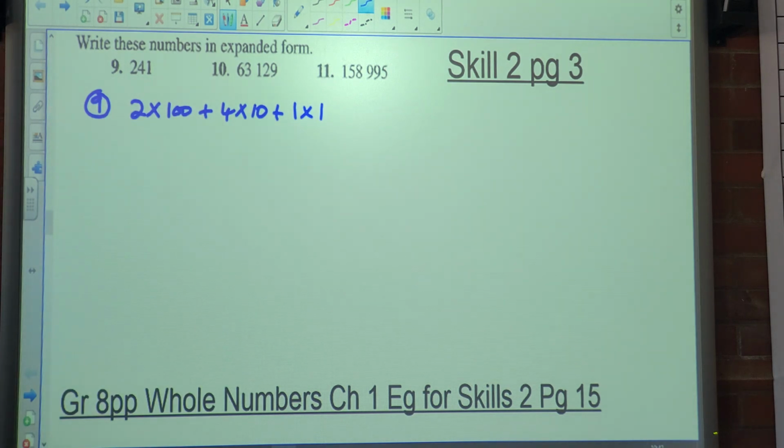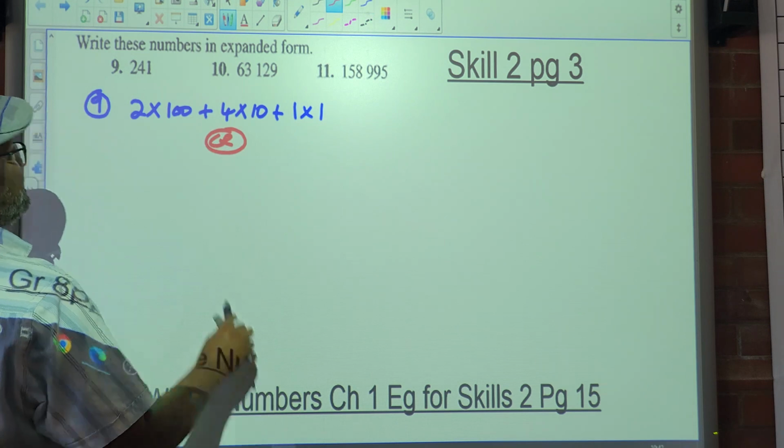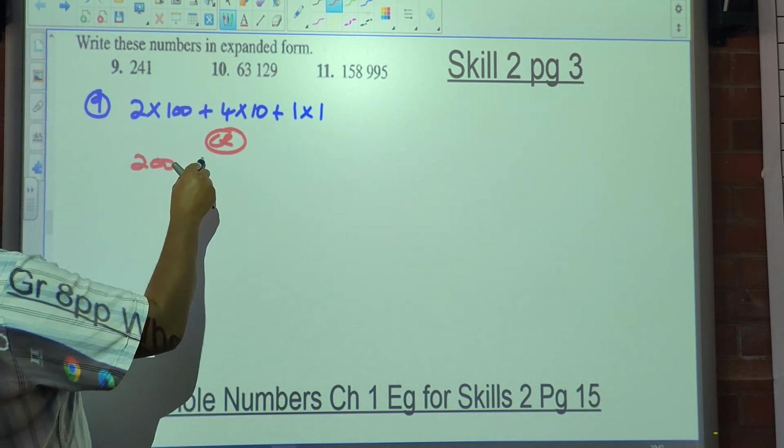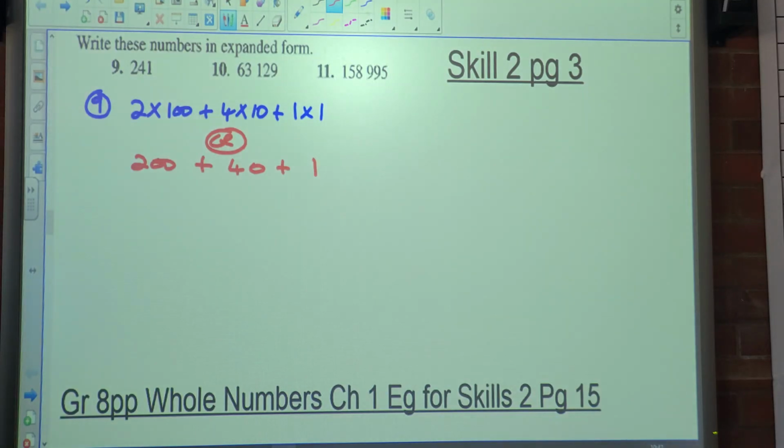Who wrote it like that last year? Just put up your hand. In expanded form. Okay, and then some learners said that they wrote it like this: 200 plus 40 plus 1. Okay, the blue is what I'm accepting. That is expanded form. Alright.